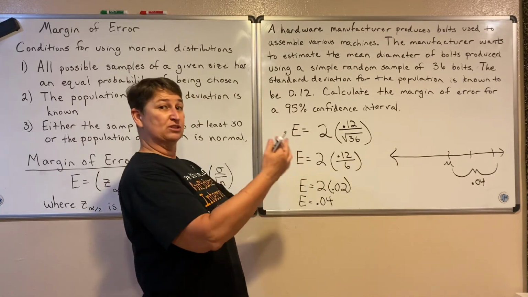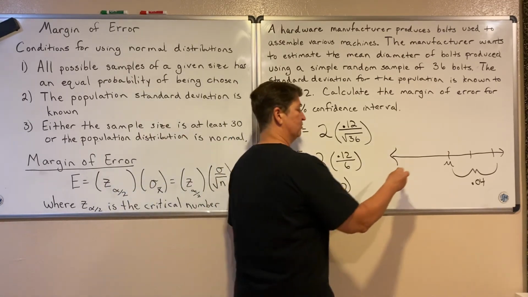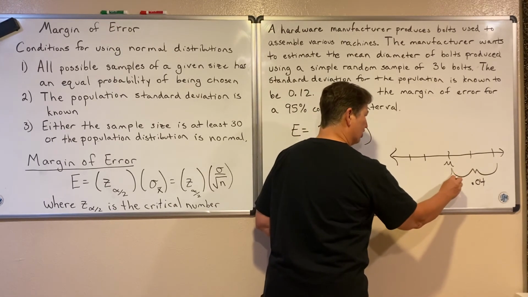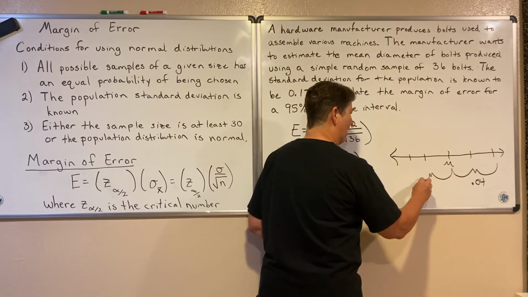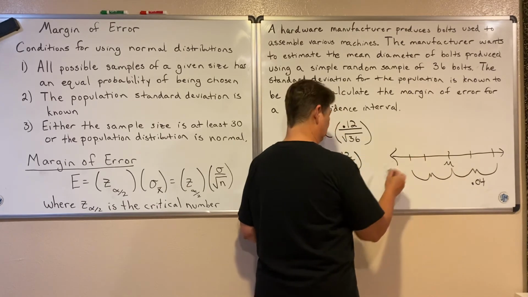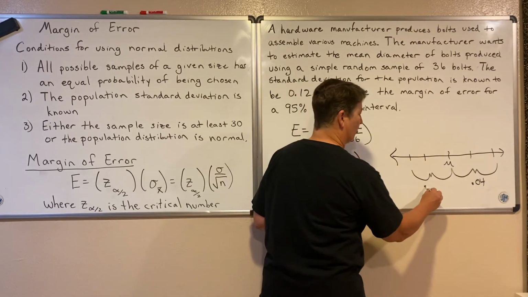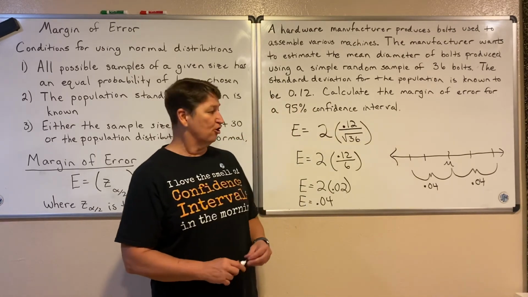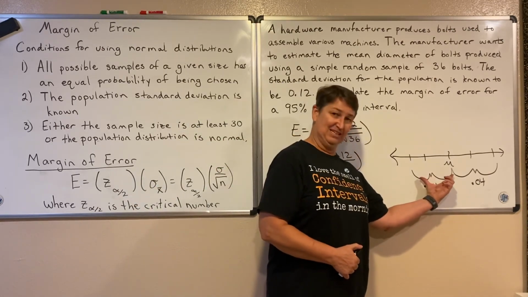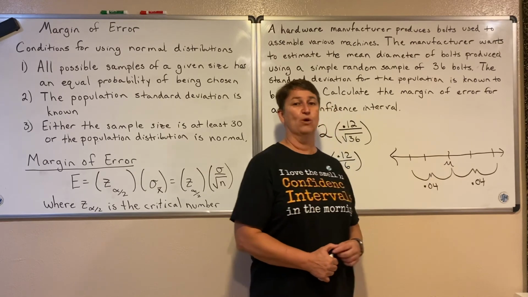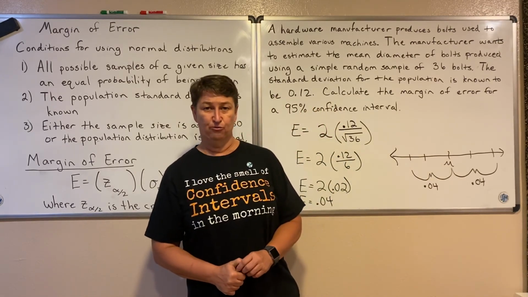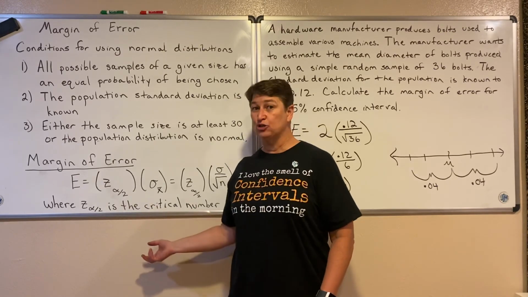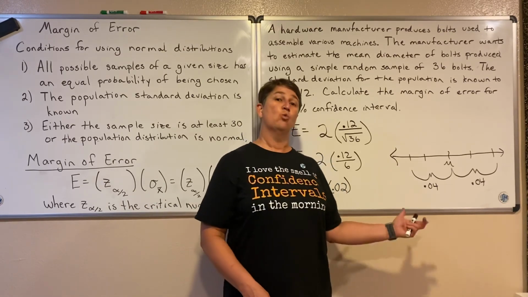And then I'm going to do the same thing on the other end to make my confidence interval, where I take that margin of error and I'm going to go out 1 standard deviation, 2 standard deviations, so I'm going to go out 0.04. That margin of error is just that distance. How far out am I going in that confidence interval? So that tells you a little bit about how to find your margin of error and then what it's used for.